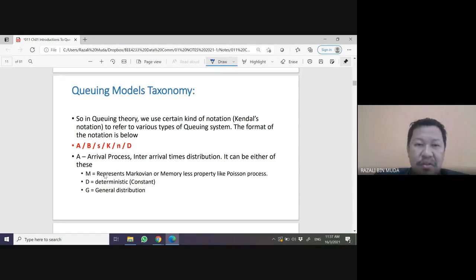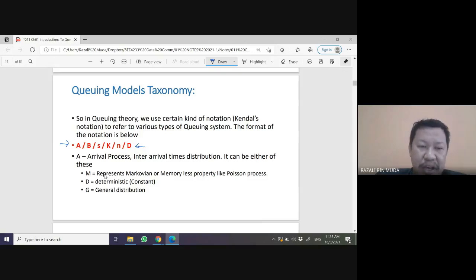So for queuing theory, there is a model taxonomy. This is called the queuing models taxonomy. In queuing theory, we use a certain kind of notation to refer to various types of queuing system. The format of the notation is below, so you need to remember this: A slash B slash S slash K slash N slash D.